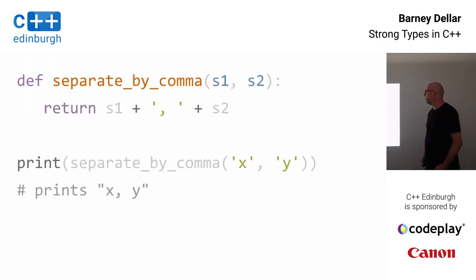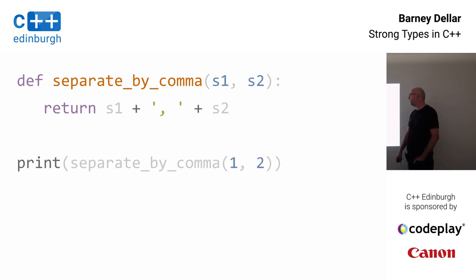And here's another example from Python, showing how it's weakly typed. So we have a function here, separate by comma, and it has two parameters, S1 and S2, and notice that we don't have to say what the type of those is. It just takes in two values and it adds in a comma in between them. So here we are calling the function, we're passing in X and Y, and the output is X comma Y, as we'd expect.